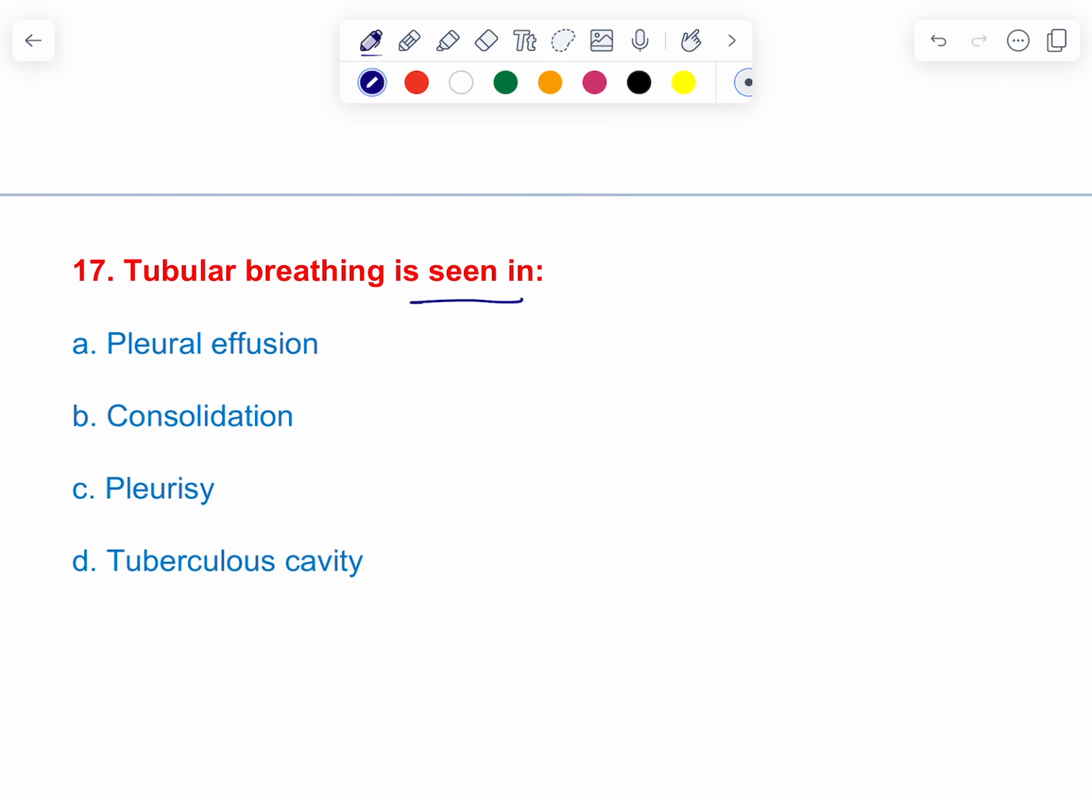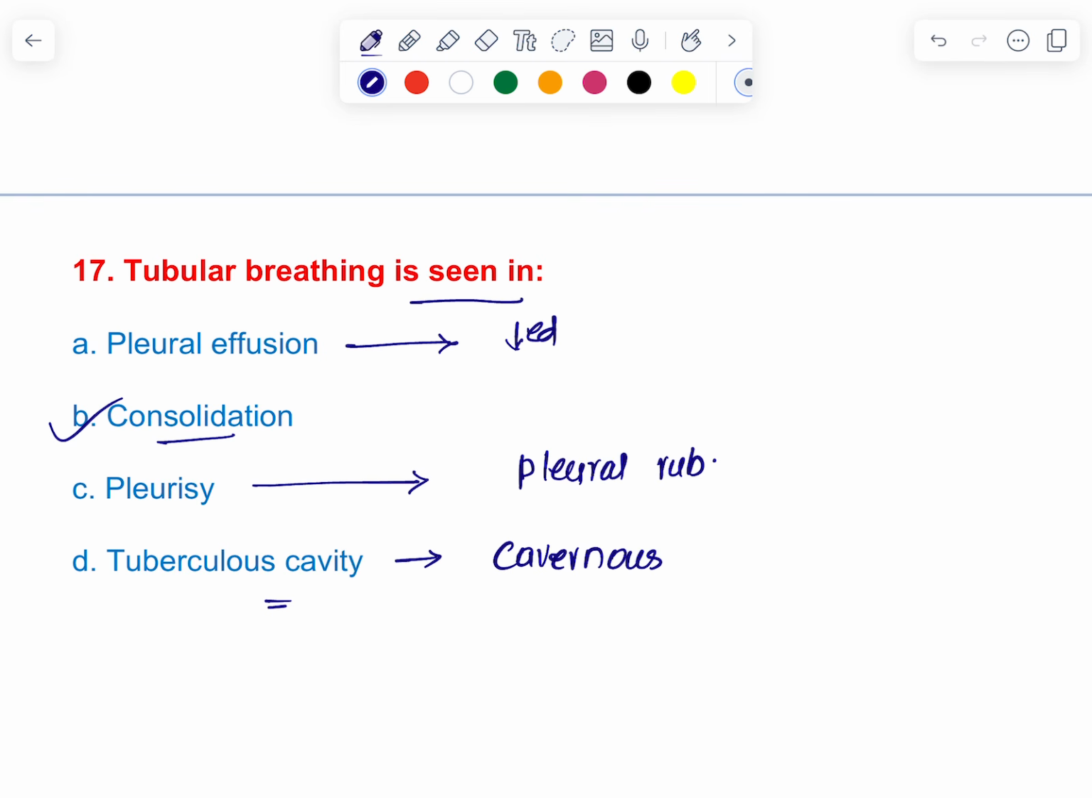Next question. Tubular breathing is seen in, just now we were discussing, pleural effusion, consolidation, pleurisy, tuberculous cavity. Where you will have tubular type of bronchial breath sounds, that is consolidation. In pleural effusion, the breath sounds are reduced. In pleurisy, the additional sound will be the pleural rub. In the tuberculous cavity, over the cavity, the type of breath sounds that you will hear is the cavernous type of breath sounds. All right, so this is about tubular bronchial breathing.